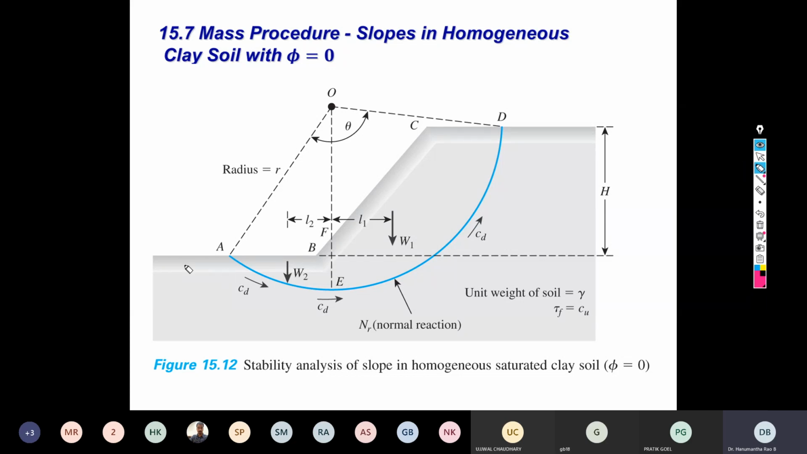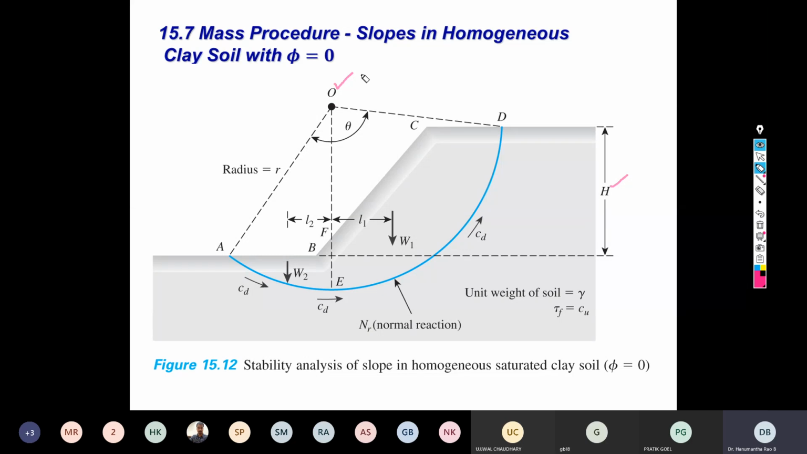So let us take this embankment. The height of the embankment is h, and assume any trial slip circle. AED is called a trial slip circle. As you can see here, this is a perfect circle, circular in nature. When you talk about a circle, there always exists the center of the circle. So O is the center of the circle.